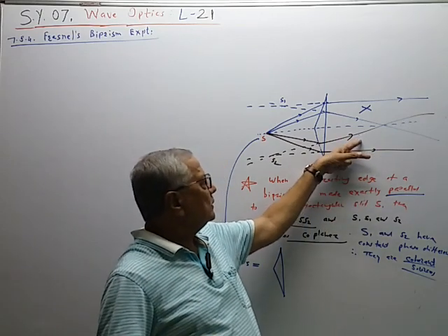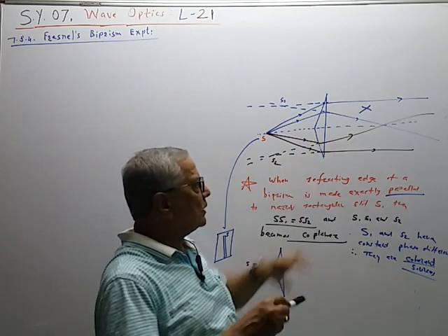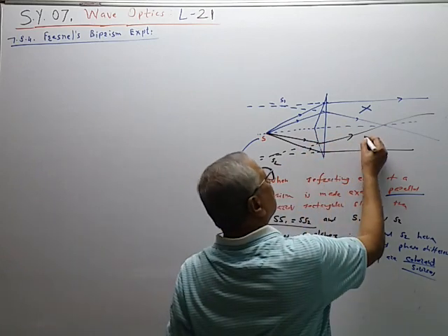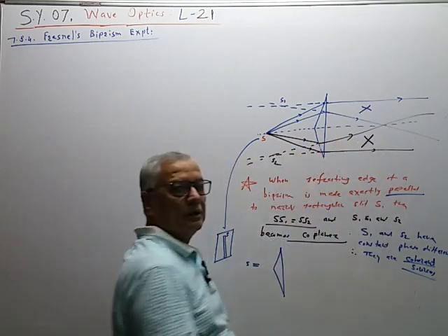So in this region there are waves from S2, but they also diverge from each other. So there is no crossing, no interference.